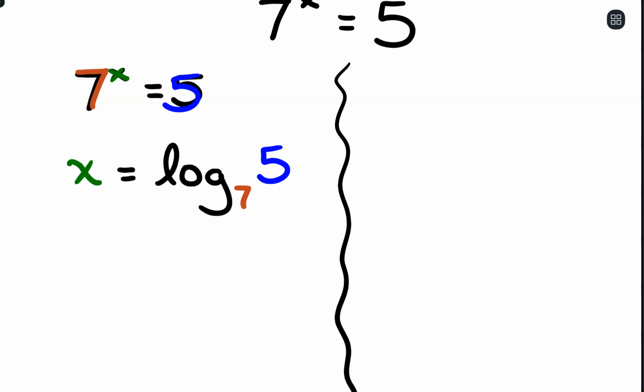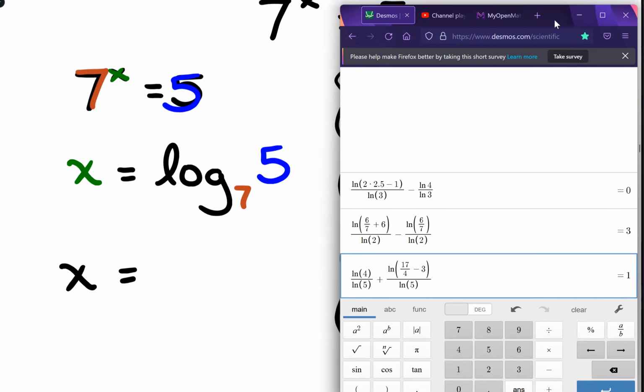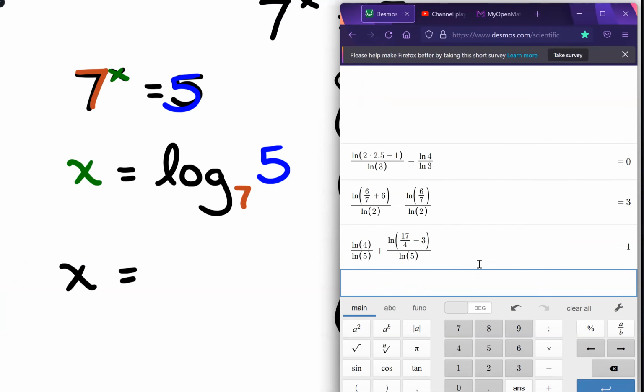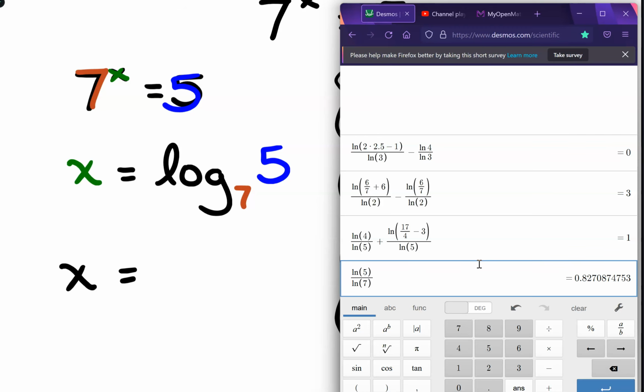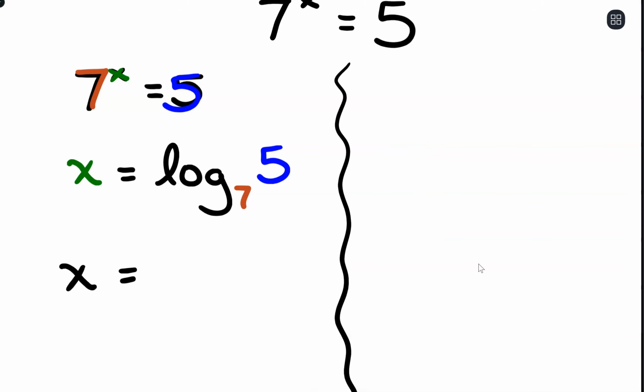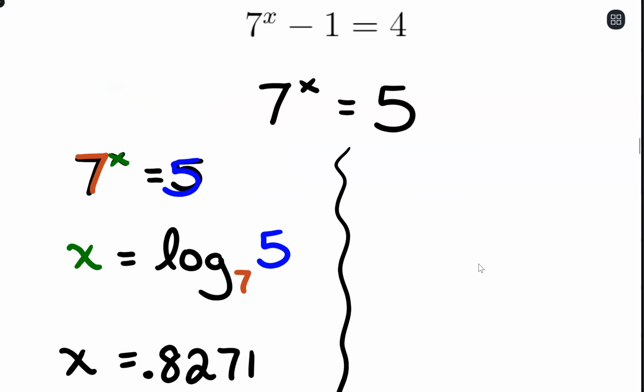And then with our change of base formula, we just found out how to solve that. So I'm going to put into the calculator log of 5 over log of 7, so we can get a numerical value out. Log of 5 over log of 7. So, 0.8271-ish. And checking my answer, I'm going to go back to how it's printed on the paper.